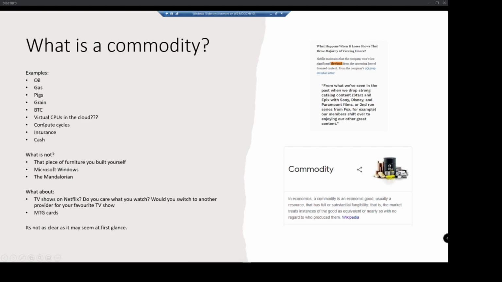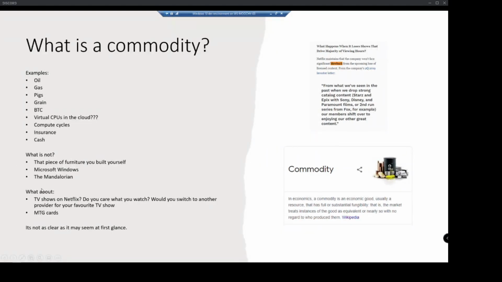You're not running around going, I've got that virtual CPU in the downtown data center. So virtual CPUs are a commodity. It's the same with compute cycles. And insurance is a commodity as well, which is not that clear from the way the insurers present it. They know this, and they try to make it look like it's not a commodity, but in reality it is. They do that via marketing, branding their products in certain ways and adding certain things to them, but ultimately insurance is a commodity. Cash is obviously a commodity as well.